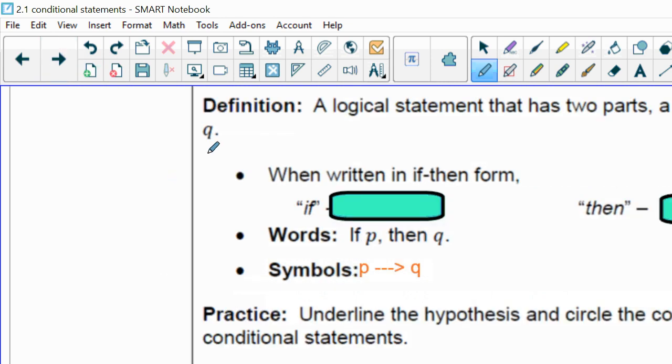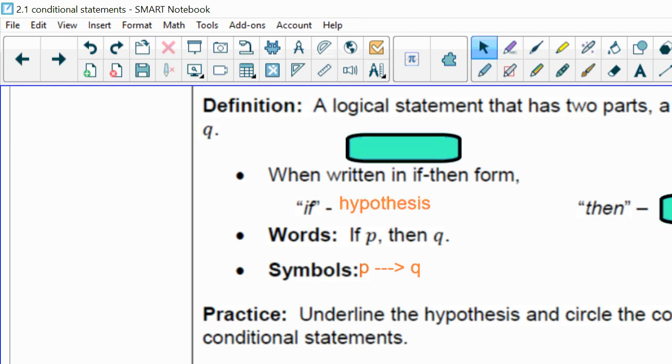So let's talk about a conditional statement. A logical statement that has two parts, a hypothesis and a conclusion. They're going to be written in what's called the if-then form. So in other words, if the hypothesis, then the conclusion. The words will be if P, then Q, and the symbols are written as P → Q. And the little arrow stands for then. So when you see this, it's like saying if P, then Q.